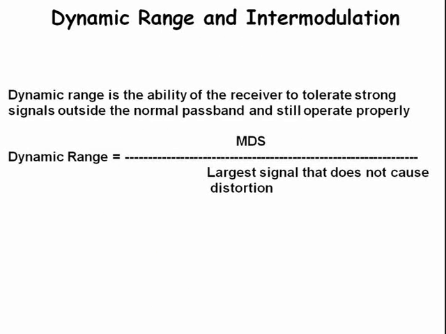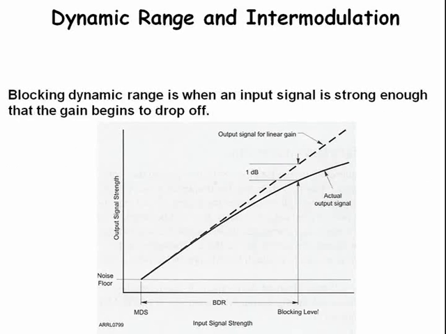Dynamic range refers to the ability of a receiver to tolerate strong signals outside the normal passband and still operate properly. We can state a general definition of dynamic range as the ratio between MDS and the largest input signal that does not cause audible distortion products. An input signal can be strong enough that the receiver no longer responds linearly and its gain begins to drop off.